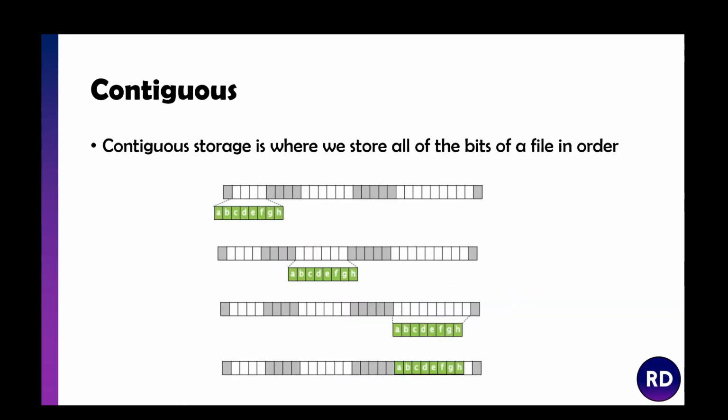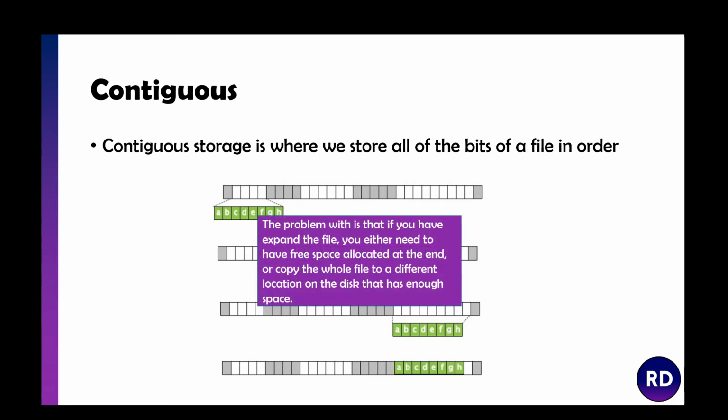Now, contiguous storage is where we store all the bits of a file in order, as you can see on the screen. So all these different files are all stored in the correct order. Now what this means is that it's a lot faster to access files. But if you need to make that file bigger, you've either got to have free space at the end, like this one here has got room for one more little block, or copy the whole file to a different location on a disk that's got enough room. But the idea is that because all these files are together, they're all in order, you can access it quicker.